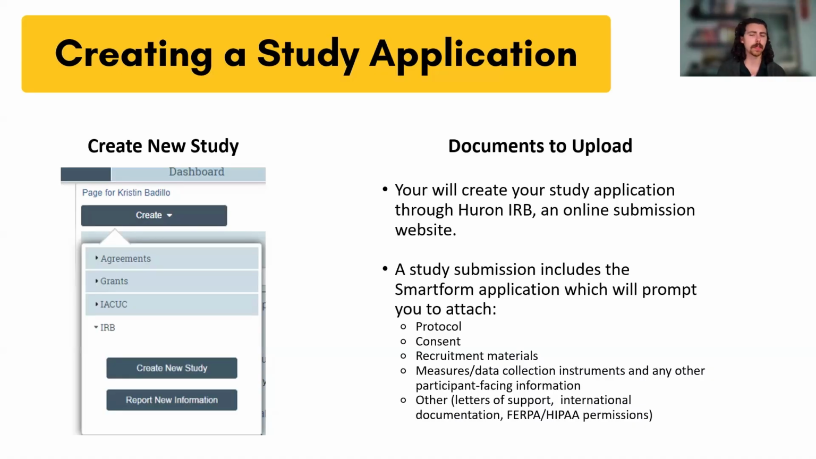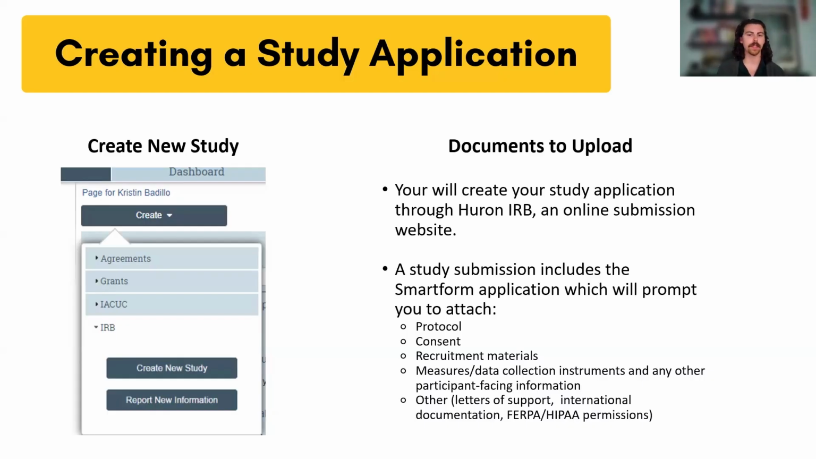Your recruitment materials. So think, if you are doing a survey and you want to put a flyer around campus, this is recruitment material. If you were emailing people to recruit people, a script of that email would be recruitment material. And then we have measures, data collection instruments, and other participant-facing information. This is going to be like your survey questions, your interview questions, maybe a script that you read participants during the actual collection of the data.